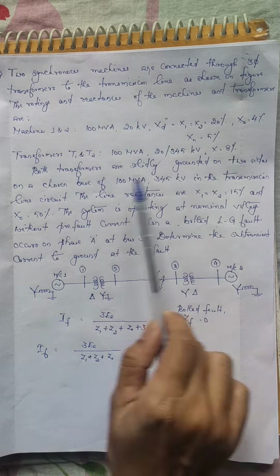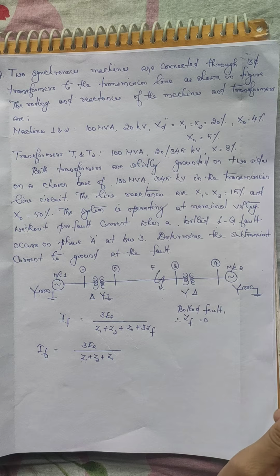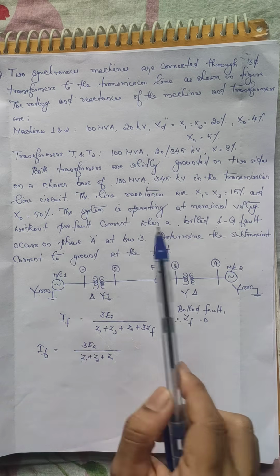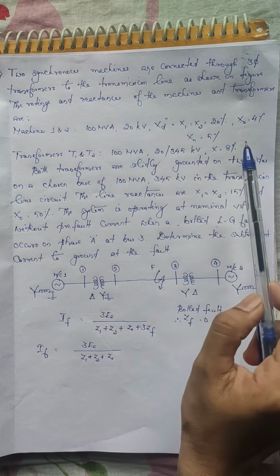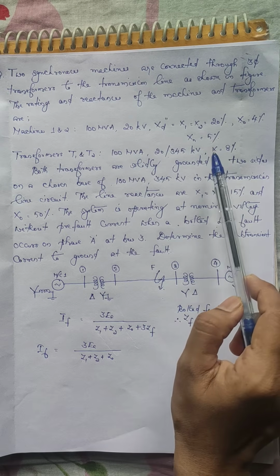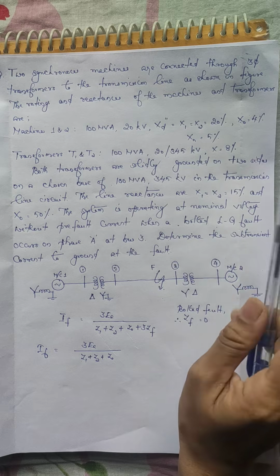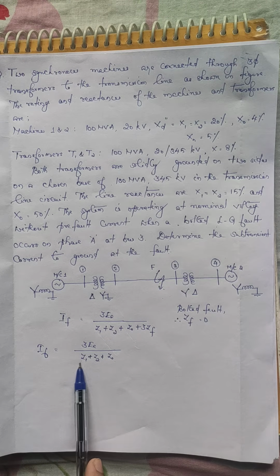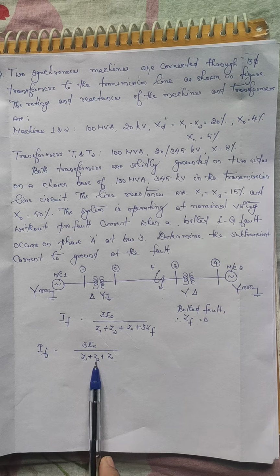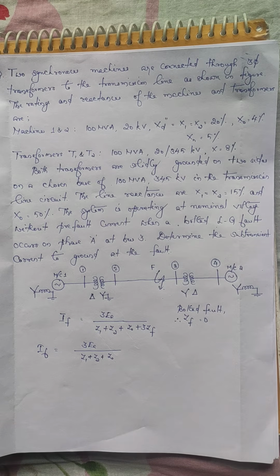And we have discussed the case of transmission line already. So we don't have to convert the impedances. We can directly use the impedances that are given. They are already expressed on a common base. So we have to calculate total positive sequence reactance, total negative sequence reactance and total zero sequence reactance.